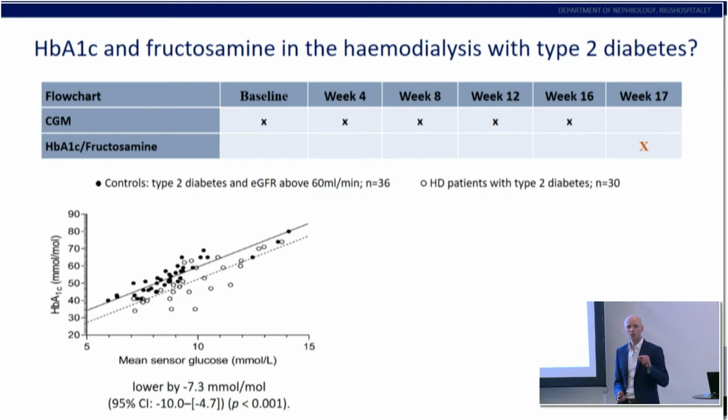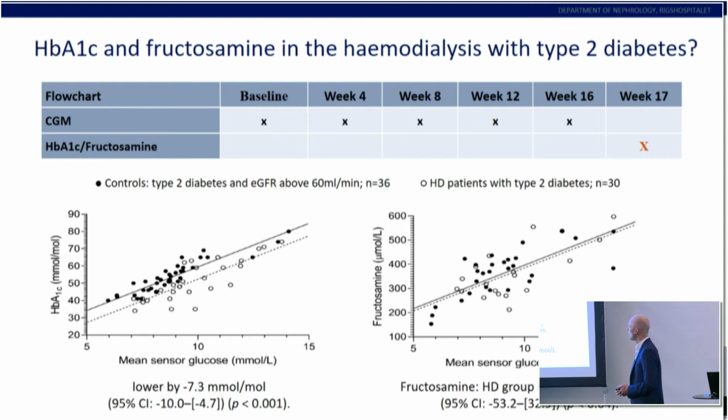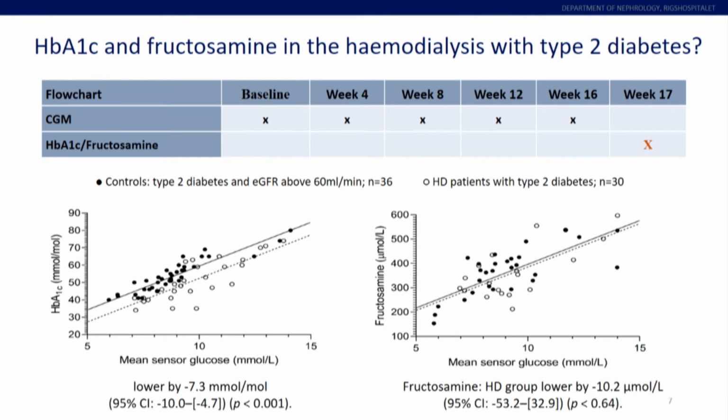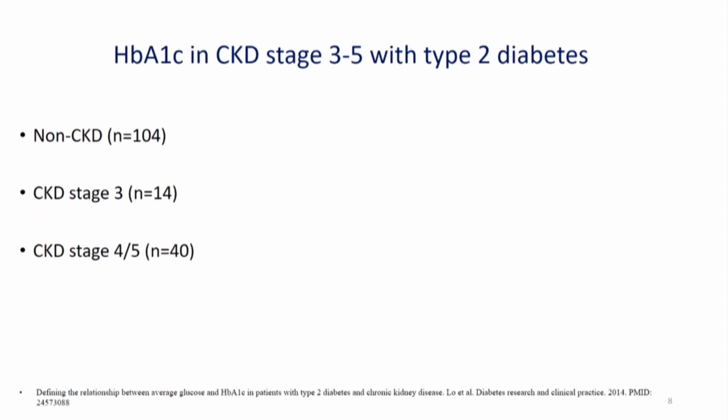Then we also included fructosamine, which is a completely different glycemic marker. It looks back in time 2 to 3 weeks. It measures the glycation of serum proteins. And here we have fructosamine on the y-axis and mean sensor glucose on the x-axis, and we found no difference between groups. So the hematological factors affecting HbA1c have nothing to do with fructosamine. So in this context, it looks like a promising marker, but there are some problems I will get back to.